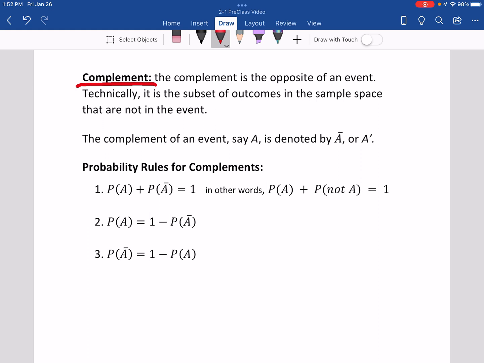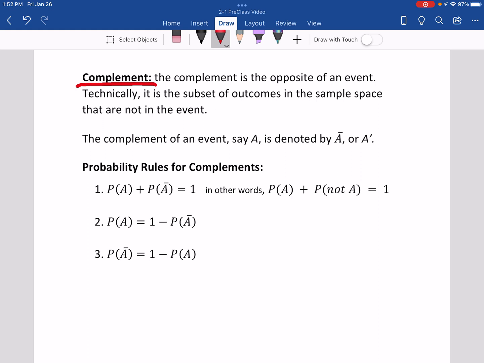So the complement is the opposite of an event. Technically, it is the subset of outcomes in the sample space that are not in the event. It's like when you say this complements that, and it fills in all the gaps of the other. The rule is that an event either has to happen or not happen, so when I add those together, I have to get 1 or 100%.